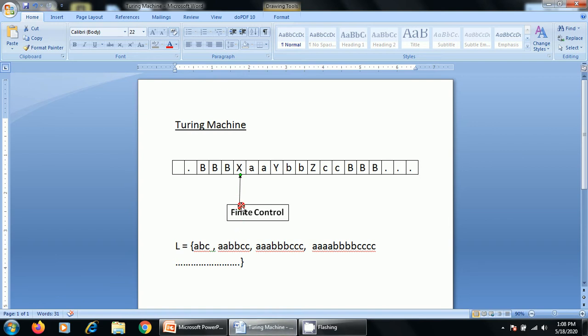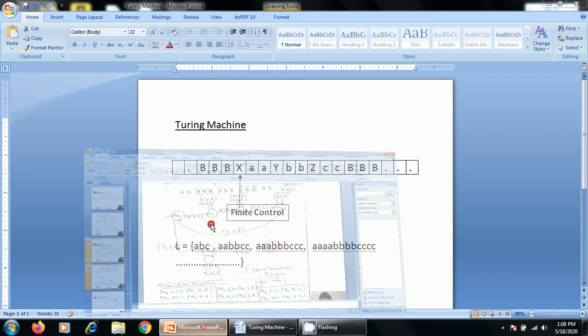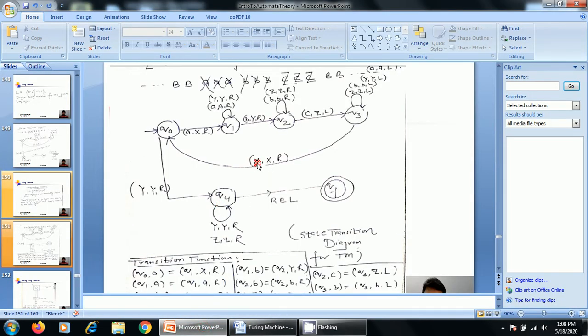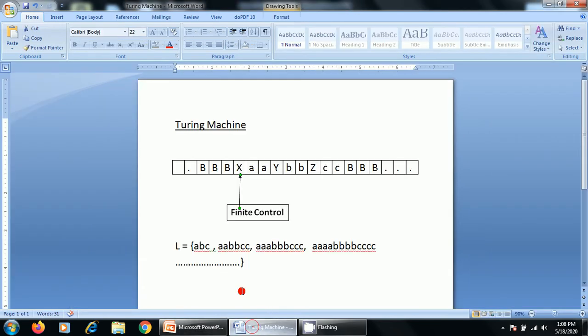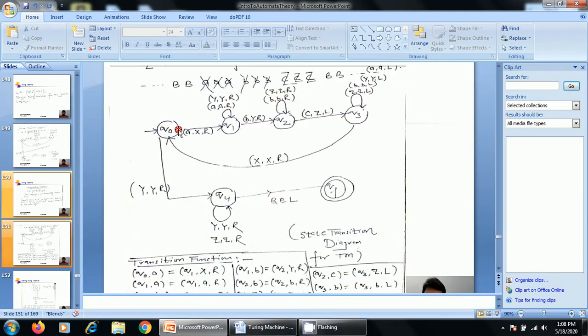Okay. Now if there is an X, keep it X, do not change the X, and move right. Okay. Now the same procedure will repeat again. We are again at this position and the whole procedure will repeat.